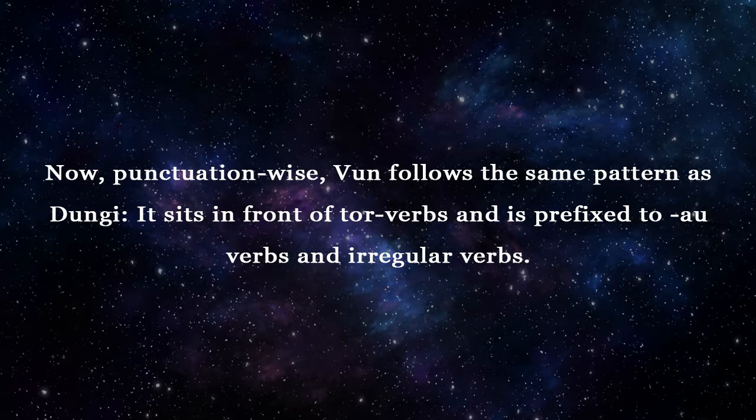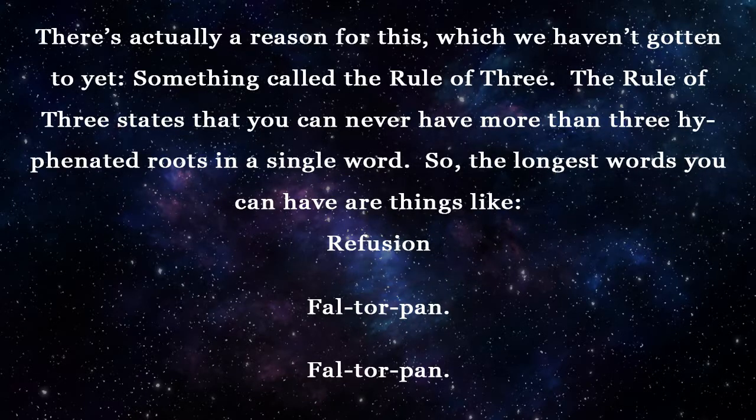Now, punctuation-wise, vun actually follows the same pattern as dungi. It sits in front of tor verbs and is prefixed to au verbs and irregular verbs. There's actually a reason for this, which we haven't gotten into yet. Something called the rule of three. The rule of three states that you can never have more than 3 hyphenated roots in a single word. So the longest words you can have are things like refusion, faltorpan.